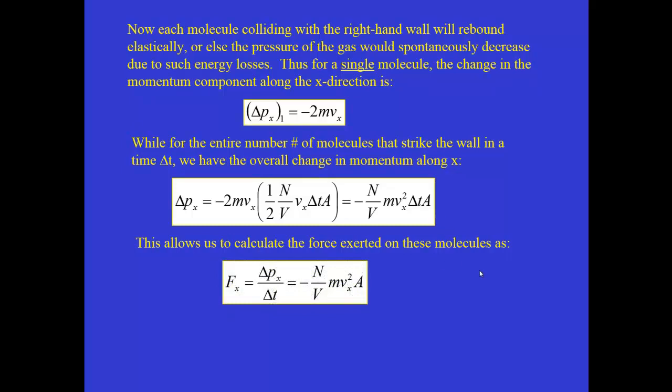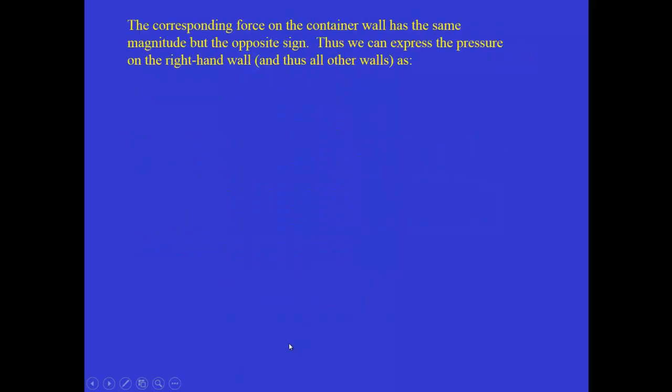In the x direction, then, the force is the change in momentum along the x direction divided by the change in time. So all that does is it cancels out the factor delta t in this expression. Now, F sub x is the force exerted on the molecules, and since the pressure is the force exerted on the container by the molecules, then we can take the opposite of this quantity to get the net force on the walls of the container.